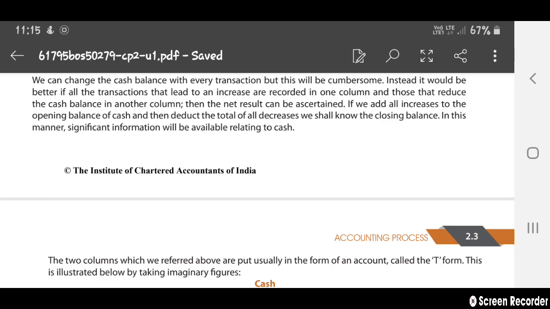If we add all increases to the opening balance of cash, and then deduct the total of all decreases, the amount you have less, you get the net result. One column is for increases and the other is for decreases. In the transaction you will get more because you have sold the goods. Next, minus the decreases, and at the end you get the balance. Minus it with the capital: like 10 lakh you had, you have earned 11 lakh in total. When you minus, you get 1 lakh profit. Like this you will earn.